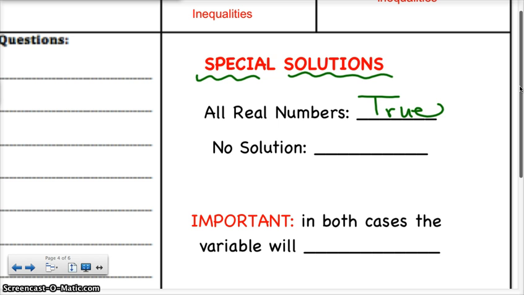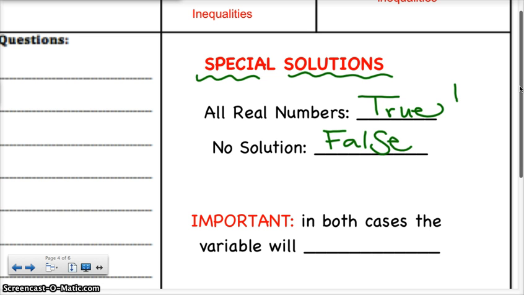You will have a no solution. Remember when we had no solution? It meant we had a false statement. So now it's different because you have inequalities instead of an equal sign. So you have to know when an inequality is true or false.